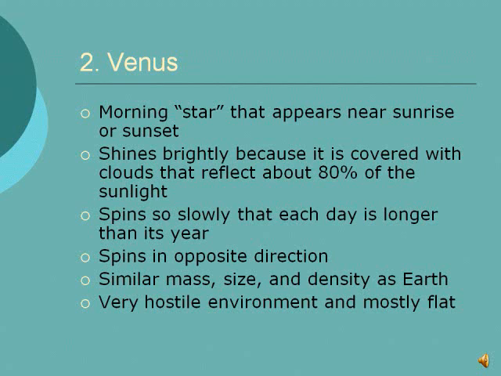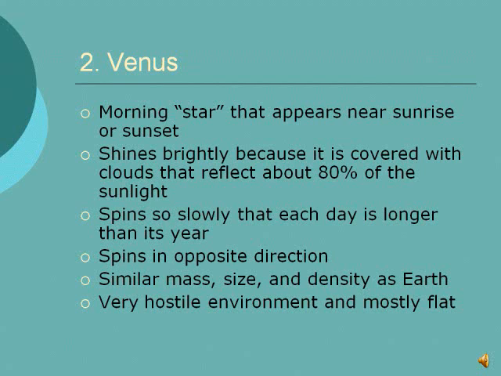Venus is what we usually refer to in the sky when we see the morning star that appears near sunrise or sunset. This is actually not a star, it is Venus. It shines very brightly because it's covered with clouds that reflect about 80% of the sunlight that comes close to it. These clouds also cause a very, very harsh greenhouse effect, so it is very hot on Venus.